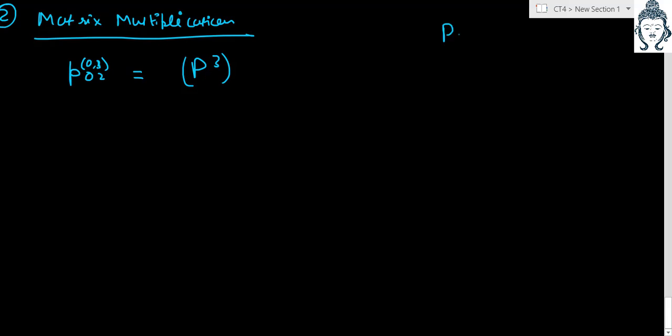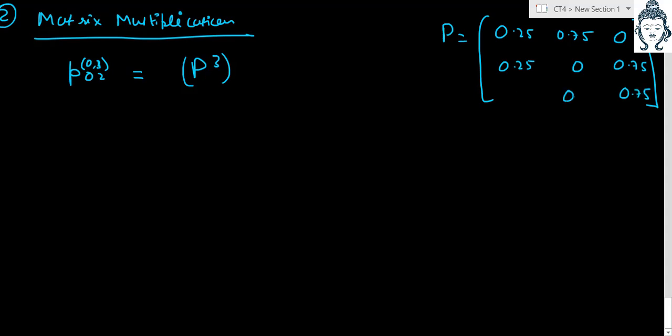So my P here is 0.75, 0.25, 0, 0.75, 0, 0.25, 0.75, 0.25 and 0. This is my P.